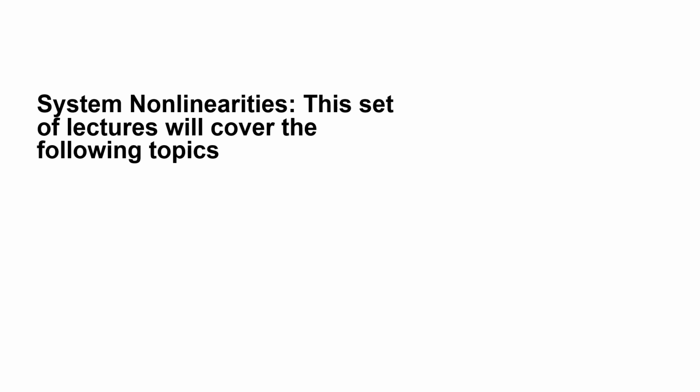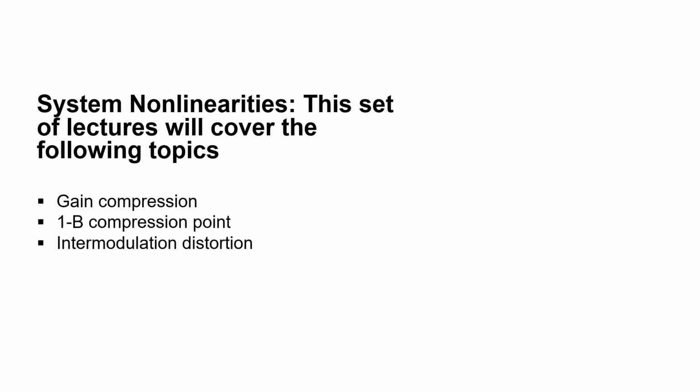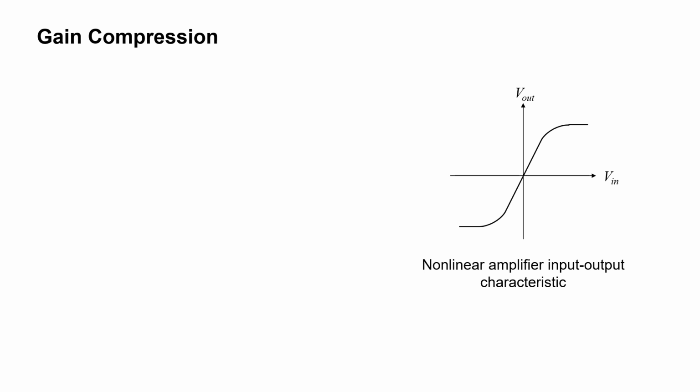So in this set of lectures, we are going to discuss gain compression, 1 dB compression point, intermodulation distortion, third order intercept point, receiver sensitivity, and the receiver dynamic range. So the first concept is gain compression.